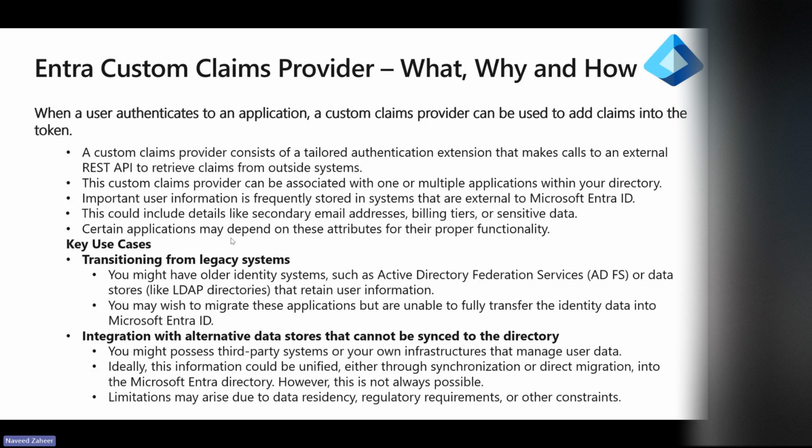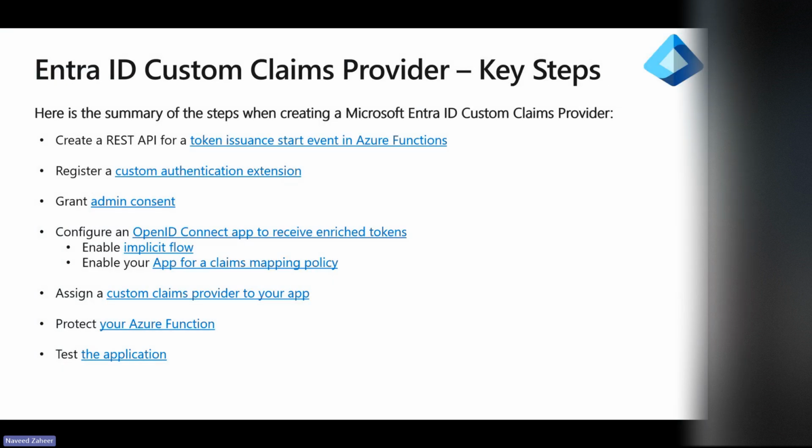Before we go into the demo, here are the steps we are going to be following. We are going to create a REST API. We are going to register it as a custom authentication extension. We are going to do the admin consent. Just keep in mind, I am the admin of my own Active Directory that I have created. In your organization, you may have to talk to somebody who has admin access, and they have to approve it because it's a serious thing. You're doing a custom extension, so it needs an admin consent. So you will need that.